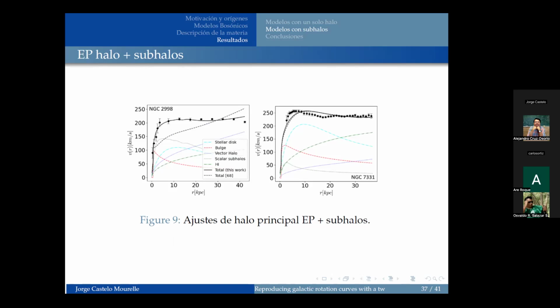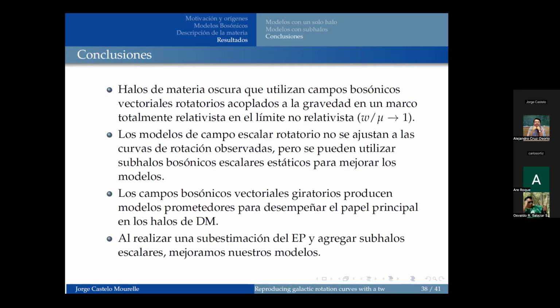And that's all. We see that by taking a small amount of subhalos, we can obtain really nice fittings by taking that a kind of Proca field around the galaxy is playing the main role of the main halo. And everything was done, as I said, in the non-relativistic limit, but with relativistic simulations, we obtain everything in terms of general relativity, but we take solutions close to the non-relativistic limit.